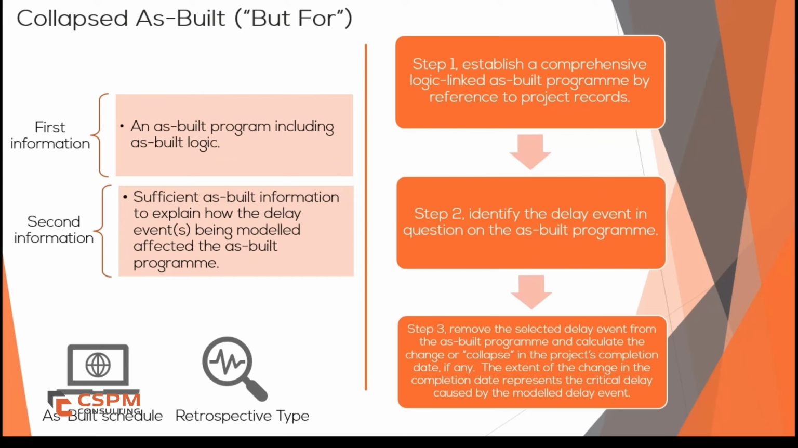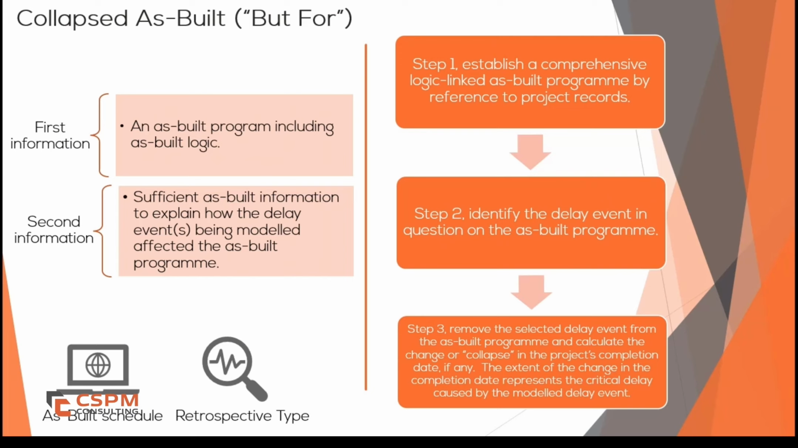Unlike other methods, which often require both an as-planned schedule and an as-built schedule, collapsed as-built only requires the as-built schedule. This makes it a viable option when a baseline schedule is unavailable or unreliable. However, the as-built schedule must be logically linked, meaning it should accurately reflect all actual events, durations, and dependencies that occurred throughout the project.